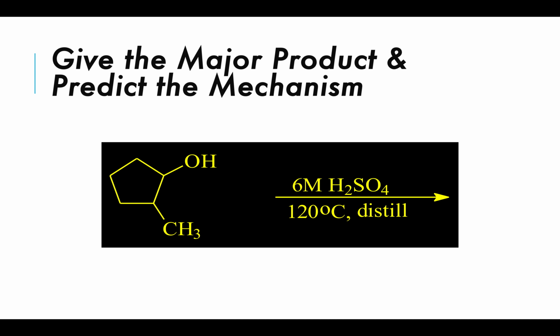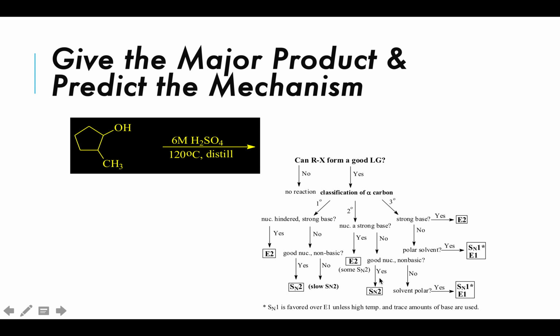Okay, so we can predict the mechanism. I have here a molecule, secondary alcohol, high amounts of acid, heat, and a distillation process. So what process do you think will happen? Let's go back to our table. Can an alcohol in an acidic medium with heat form a good leaving group? I think the answer is yes, because an alcohol group can be protonated by acid and turn into water.